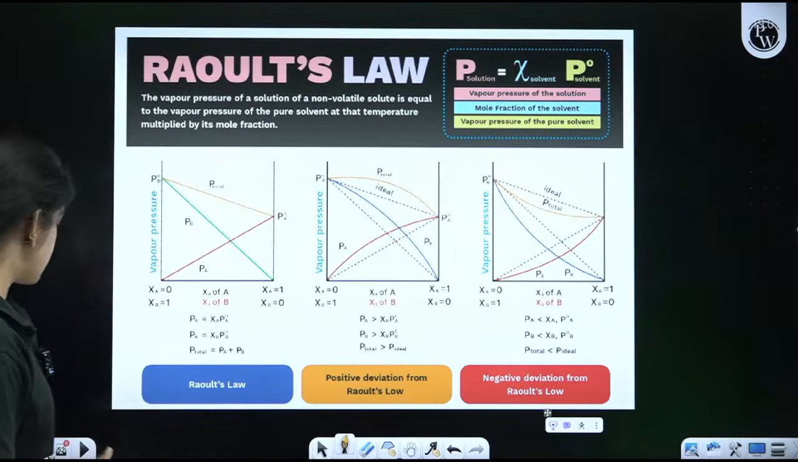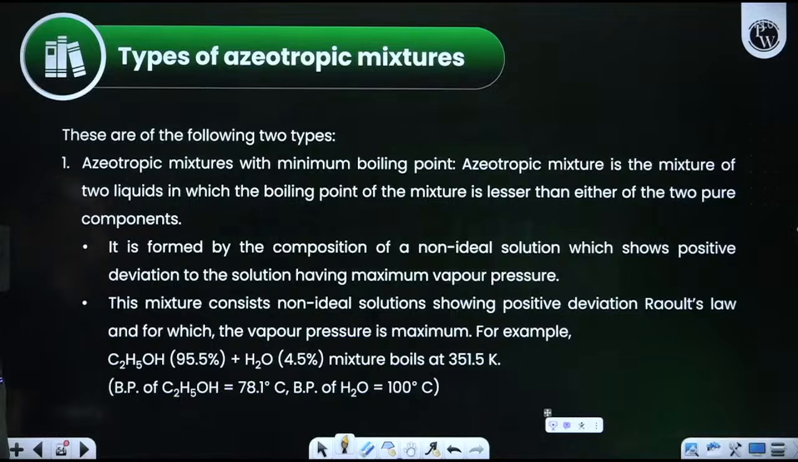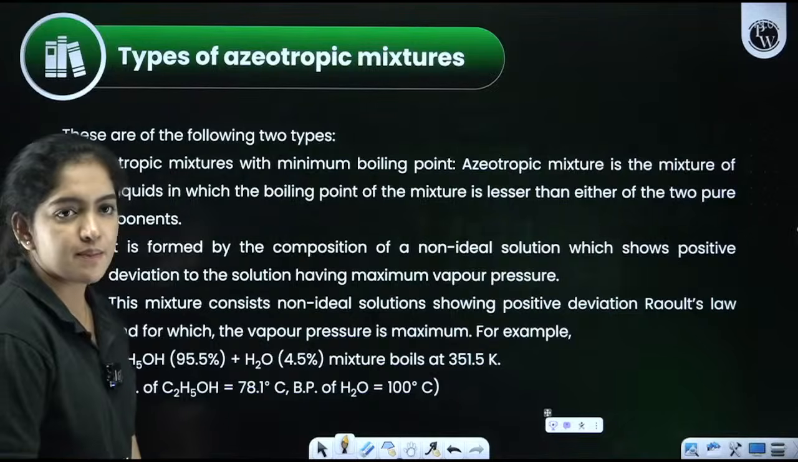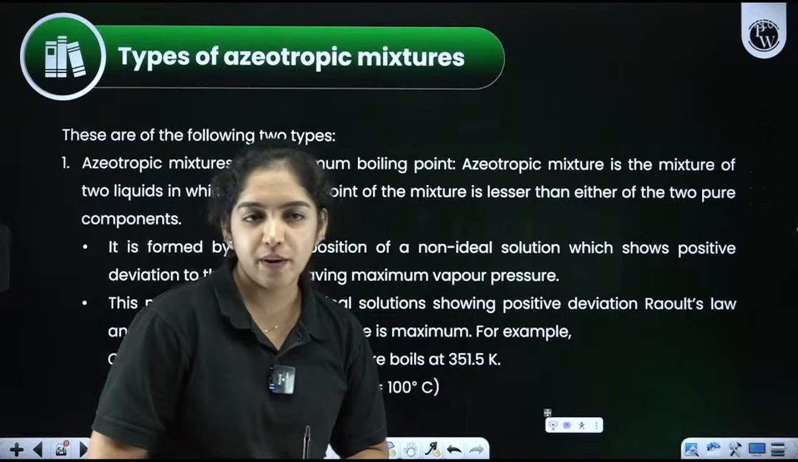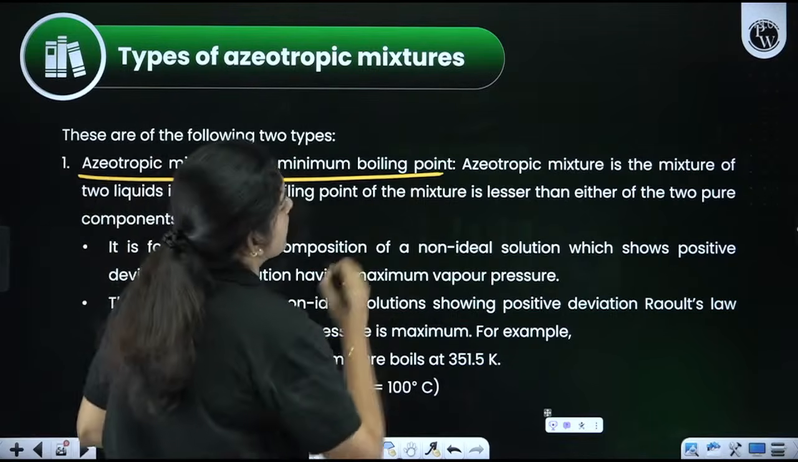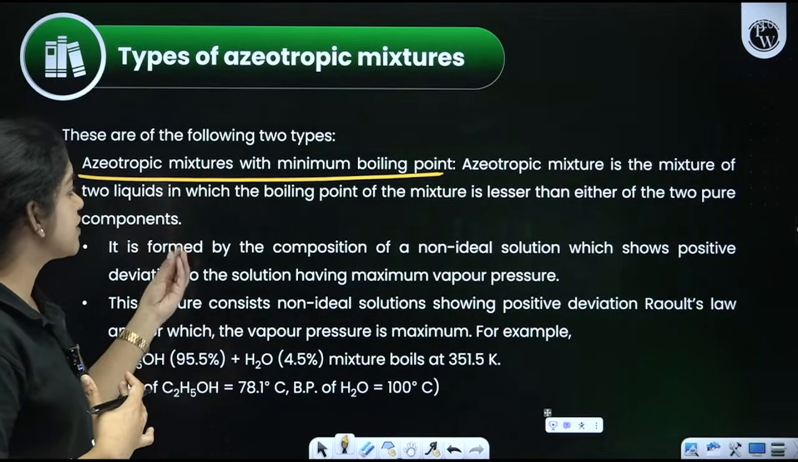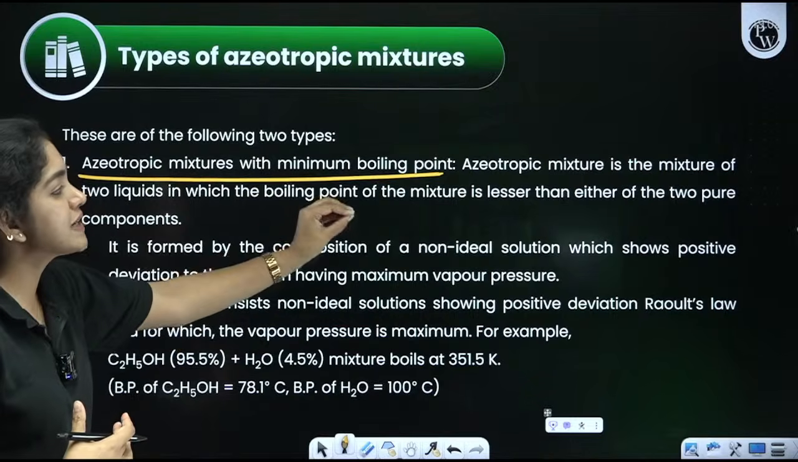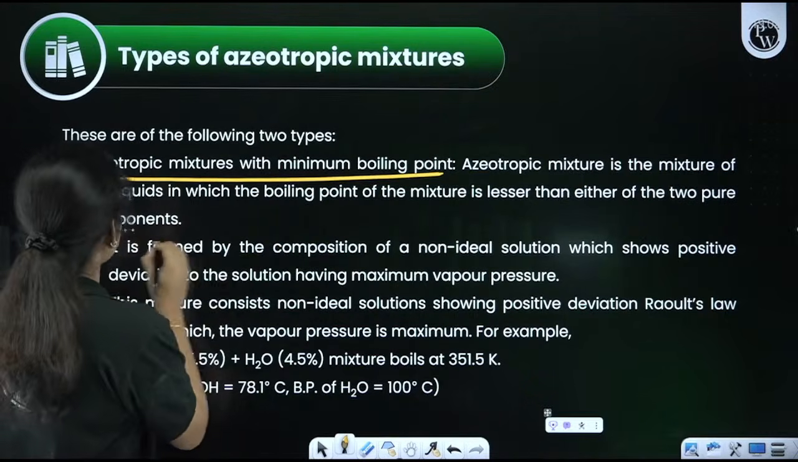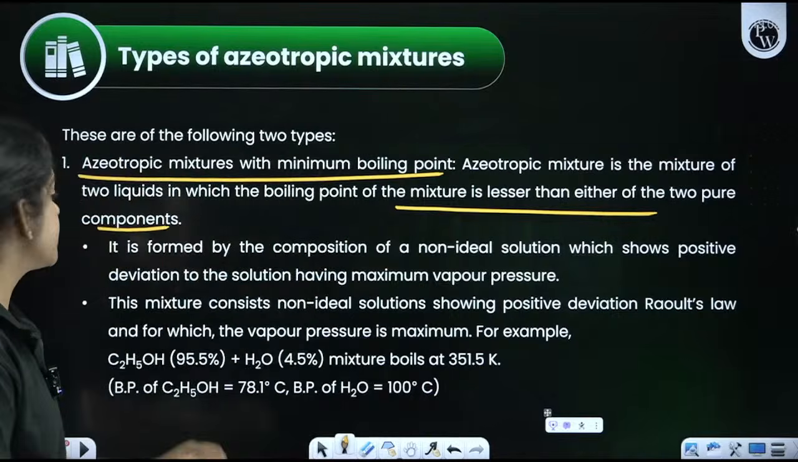Then, Raoult's law that we already discussed, Henry's law, Raoult's law. Then, types of azeotropic mixture. There are two types of azeotropic mixture. The first one is what? Azeotropic mixture with minimum boiling point. Can you tell what is minimum boiling point? It is a mixture of two liquids in which the boiling point of the mixture is less than either of the pure components.